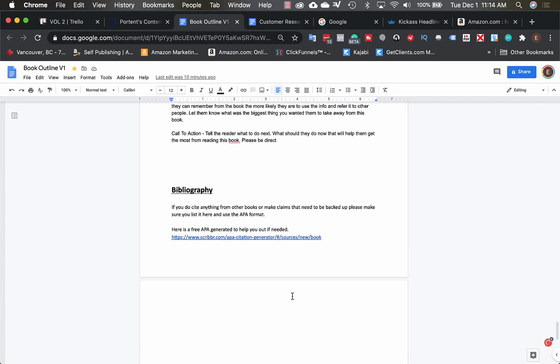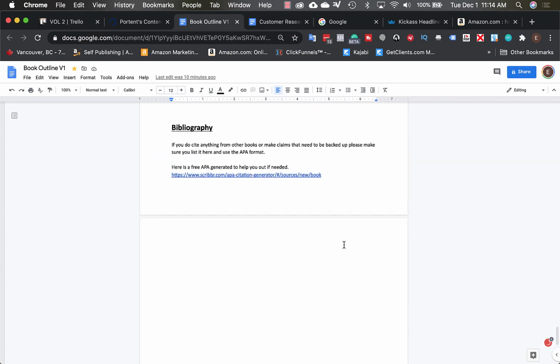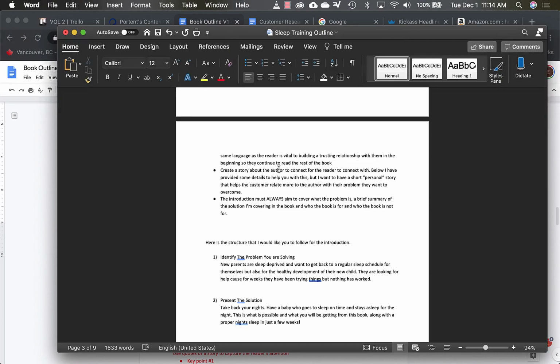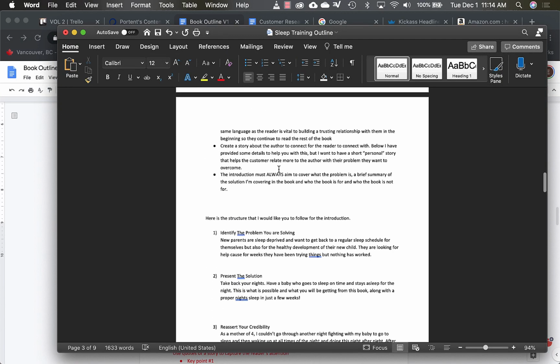In the bibliography, if you do cite something from other books or claims that need to be backed up, please make sure you list them here and use the APA format. And then there's a format generator right there. And that's the outline. And so I'll show you mine that I've filled out here.